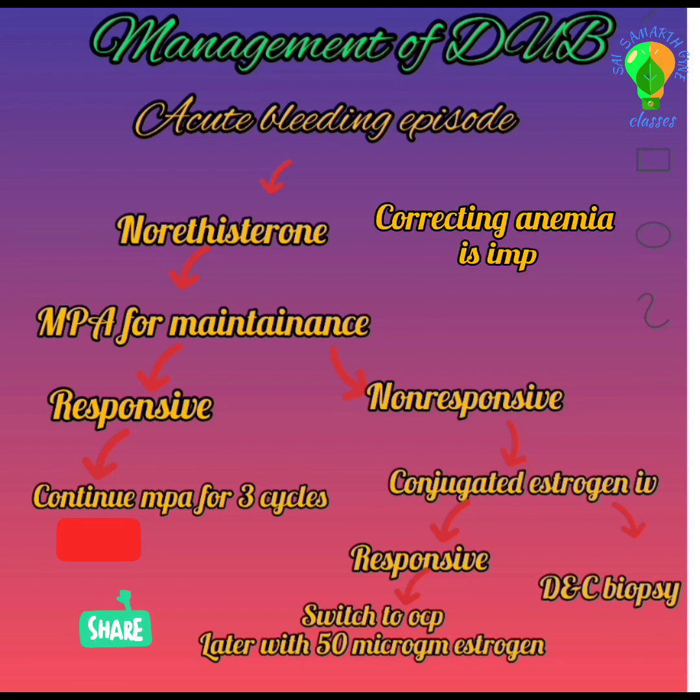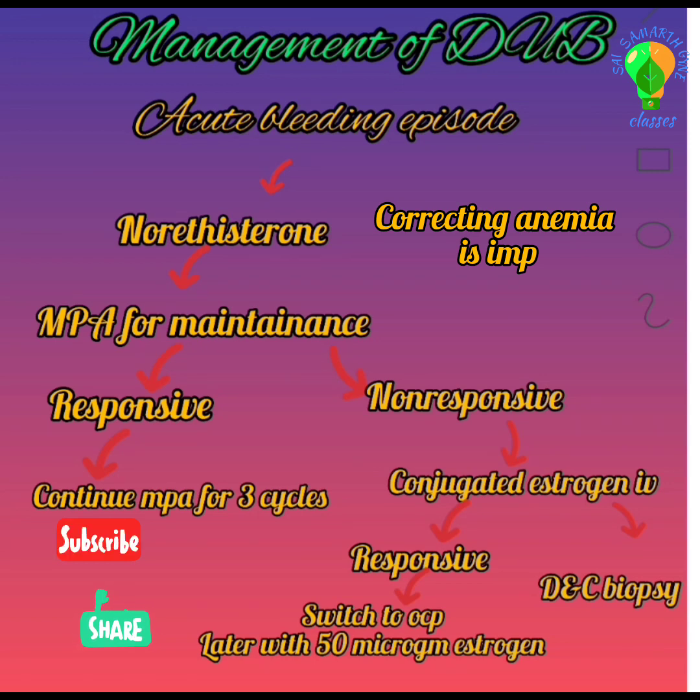So an acute bleeding episode can be controlled with the help of norethisterone. Whenever it is an anovulatory bleeding, then the treatment, hormonal management, is cyclic progesterone therapy. So here the progesterone which is used to control acute episodes is always norethisterone. 5 mg TDS के डोज में उसको देते हैं.